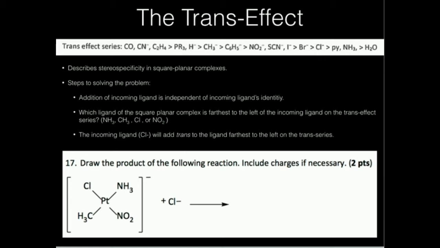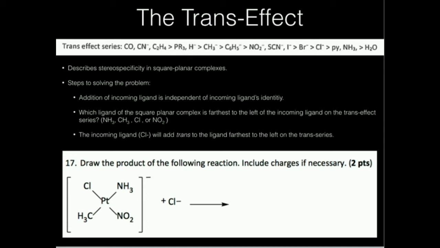Okay, so what you do is you're going to be given probably something like this. This is called the trans effect series. See the direction of the greater than signs. Okay, so on the left-hand side is where it has the most trans effect, or the highest trans effect. On the right side, it has the smallest trans effect. So what you do is you look at the ligands here, chloride, ammonia, a nitro group, and a methyl group, and you see which one is farthest to the left. In other words, which one has the greatest trans effect.